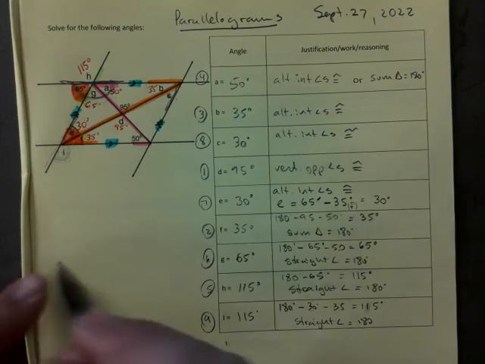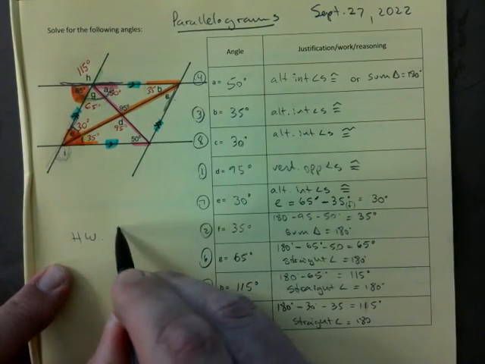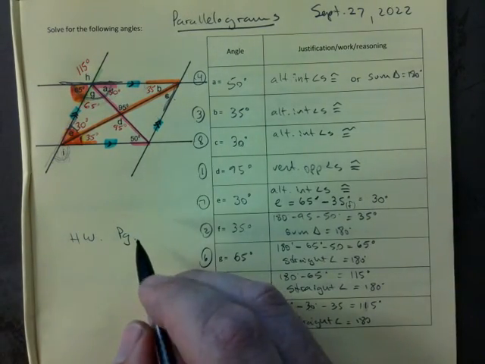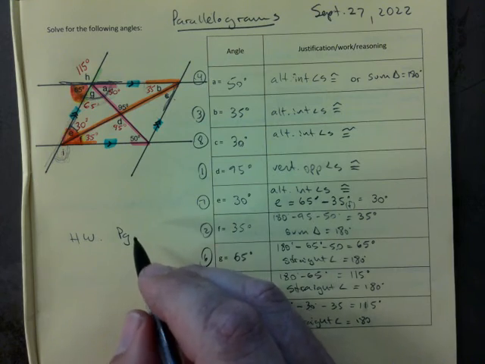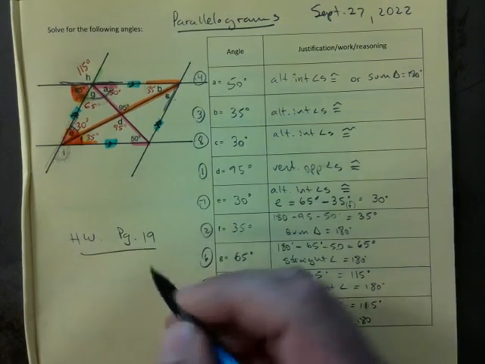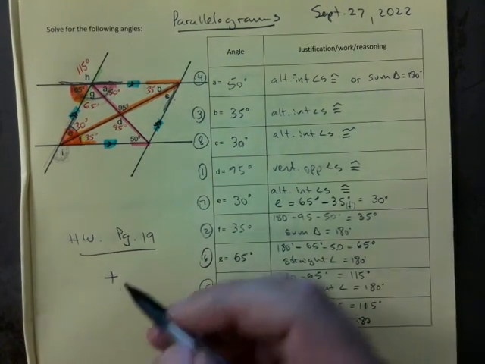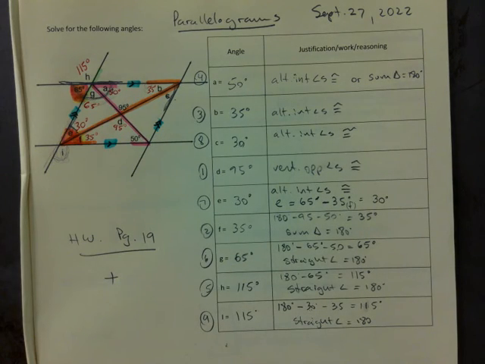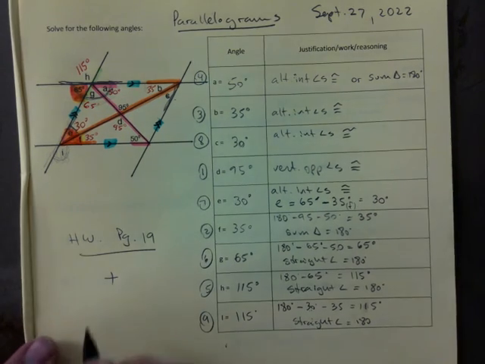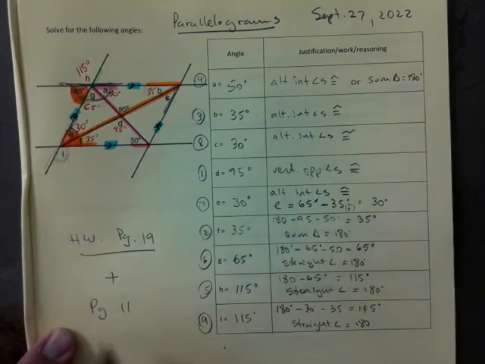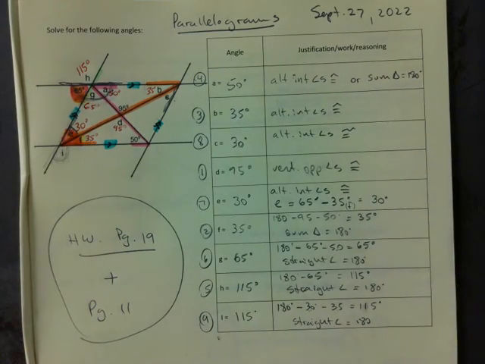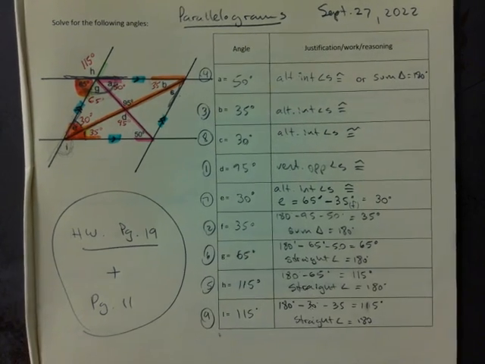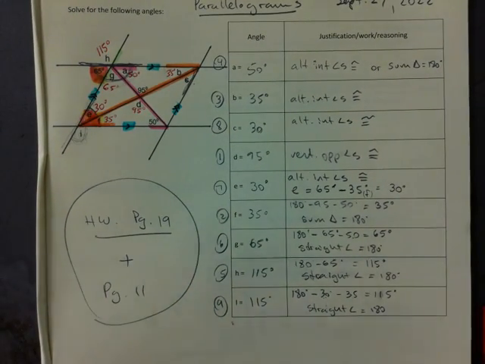The homework for this, page 19, I believe, had some of these. Some of you know what I'm talking about if you tried it. Plus, this is one that you haven't done yet, and it's called the mystery angles. Plus page 11. I need you to give it one last go before I do the next part. Okay. Thank you guys. You're great. You followed.